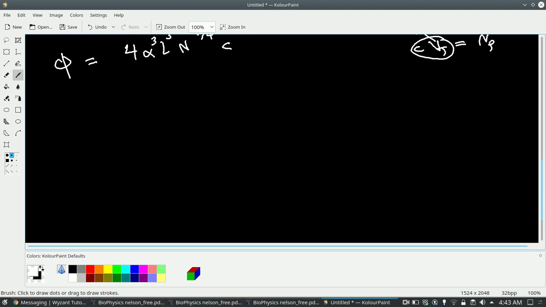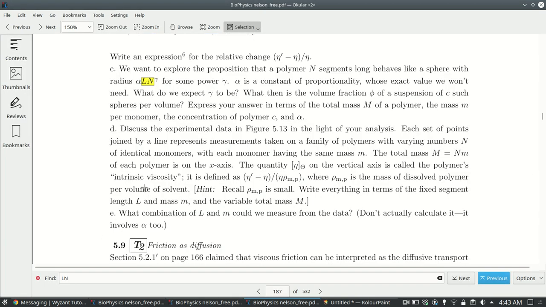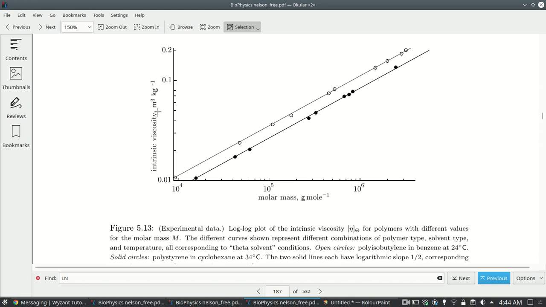Now part D, I'm less sure about part D. Part D is a discussion of the experimental data. First of all, the y-axis is this thing, defined as this thing, where rho is the mass of dissolved polymer per volume of solvent. That makes sense because of the units of the graph. The units of the y-axis are volume over mass. The units of the x-axis are molar mass, the mass of 1 mole of the polymer.